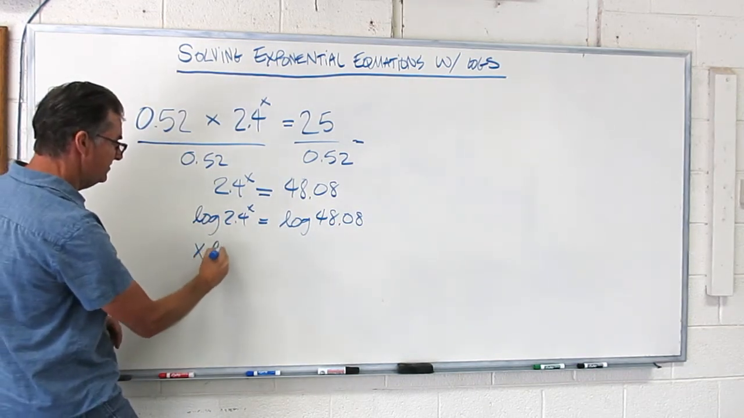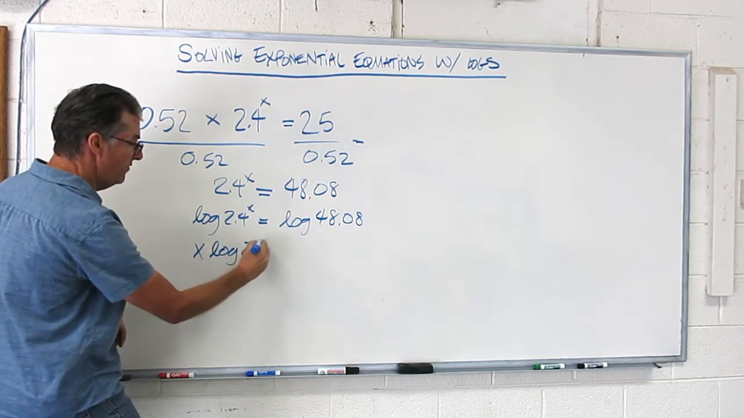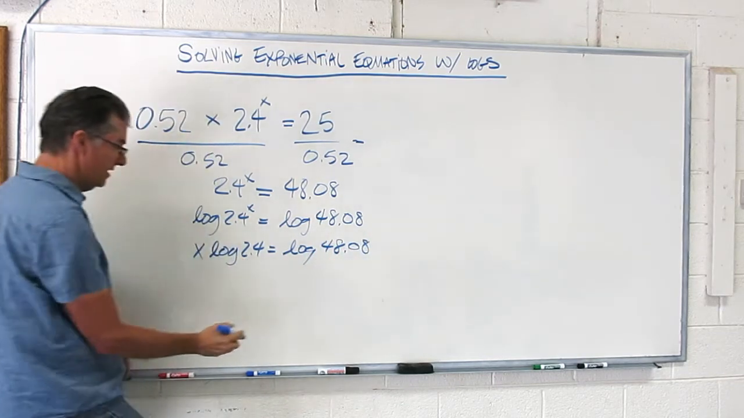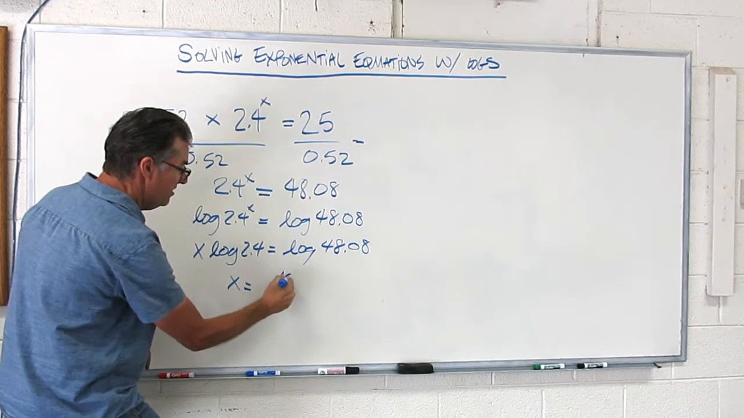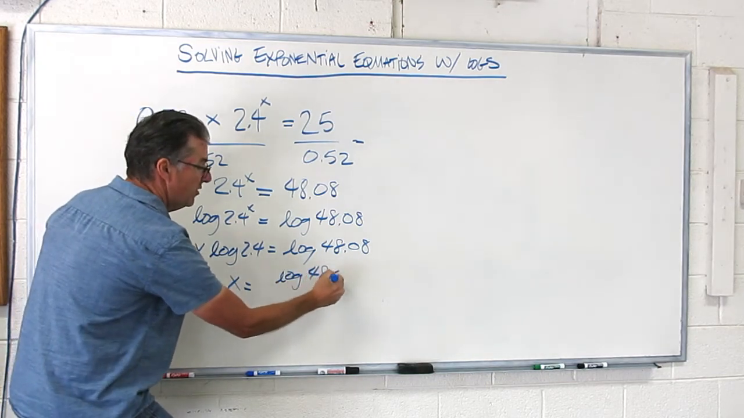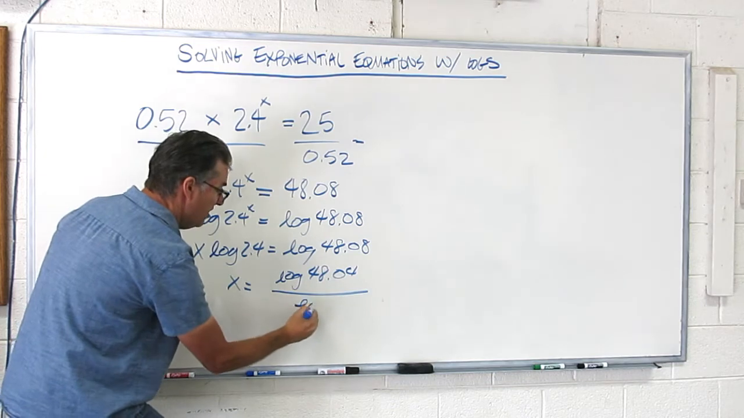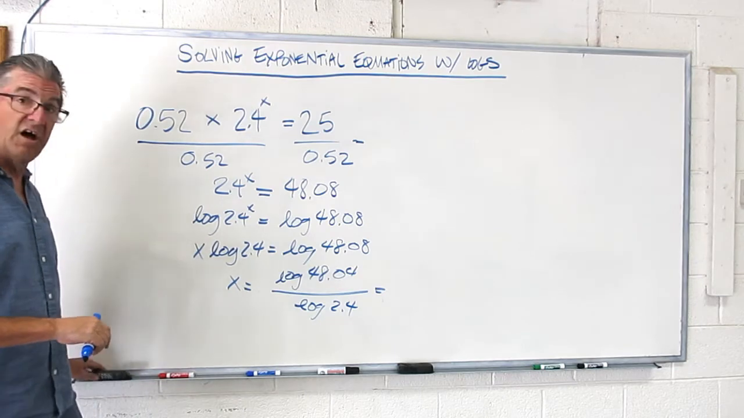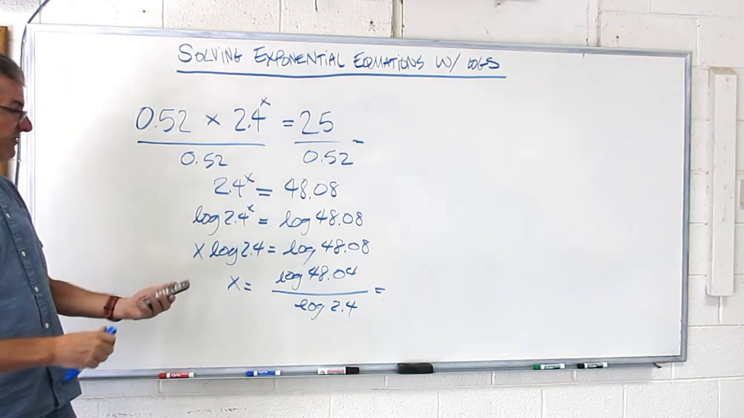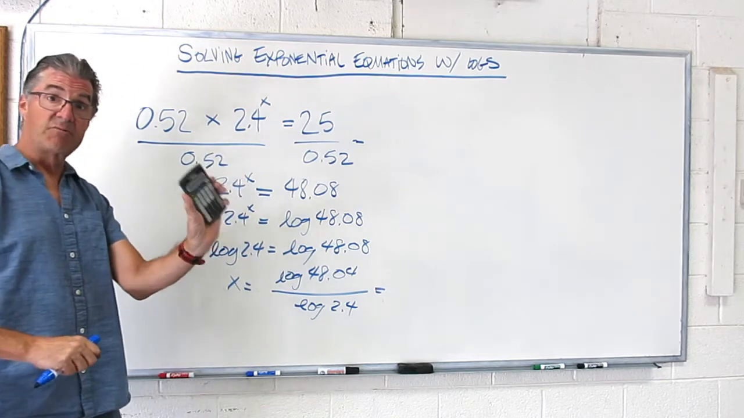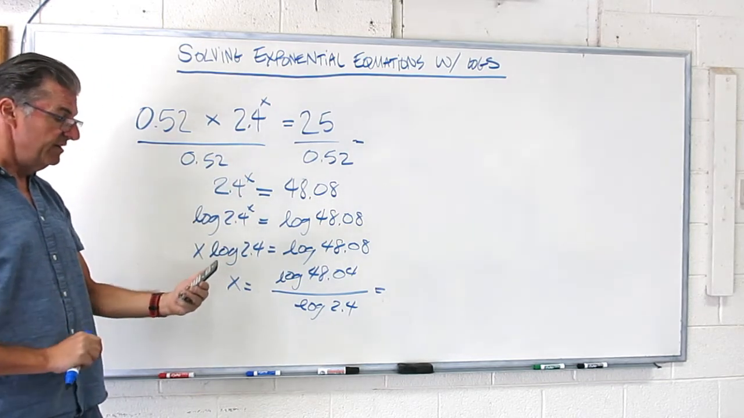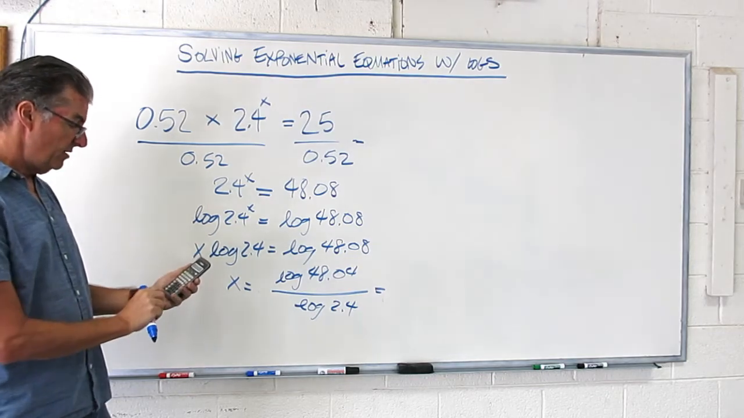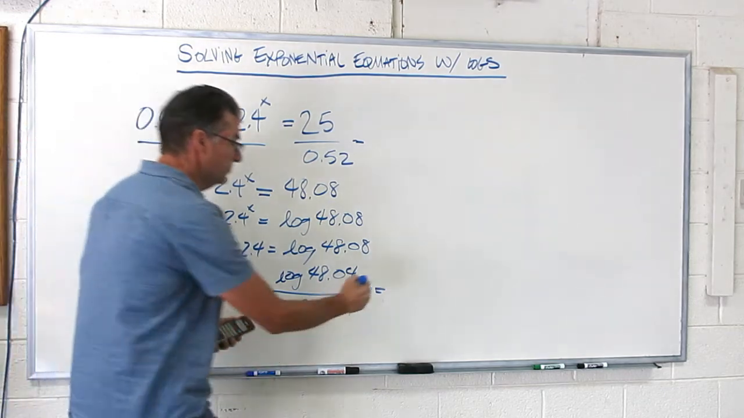Now let's do our rule on this side. I have x times the log of 2.4 equals the log of 48.08. X is going to be the log of 48.08 over the log of 2.4. Now pull out your calculator, do that math along with me here. So I have this number still on my screen with all the decimals, so I'm just going to press log. Now I have that result, and I'm going to divide it by 2.4 log, and I get 4.42.